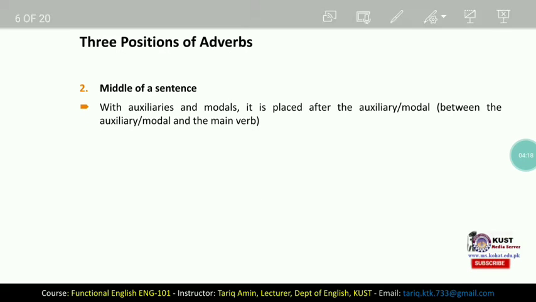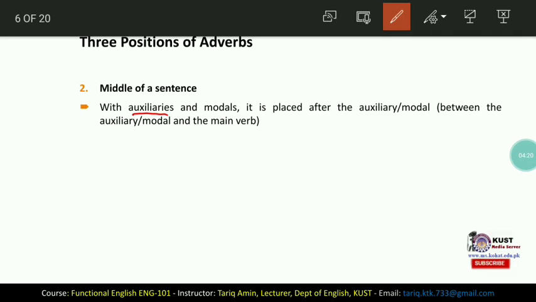And with auxiliary verbs and modal verbs, the adverb is placed after the auxiliary verb or after the modal verb, between the auxiliary verb and the main verb. We have discussed what auxiliary verbs are. We have discussed what modal verbs are: will, would, shall, should, can, could, may, might. These are different examples of auxiliary verbs. With auxiliaries and modal verbs, adverbs are placed after the auxiliary verb. They are placed in between auxiliary verbs and the main verbs.